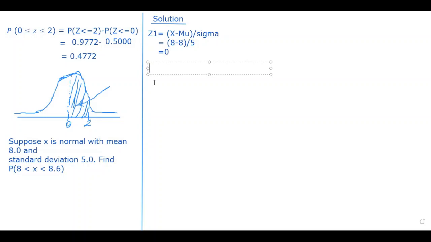So we have to standardize the second one as well. So Z2. We know X to be the second one, 8.6. That's the upper boundary. So 8.6 minus mu. The mu is the same as the mean here. Do you get it?